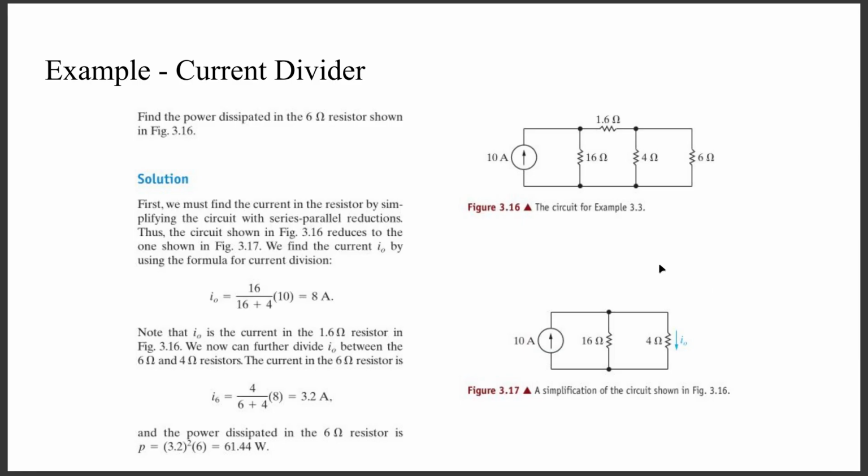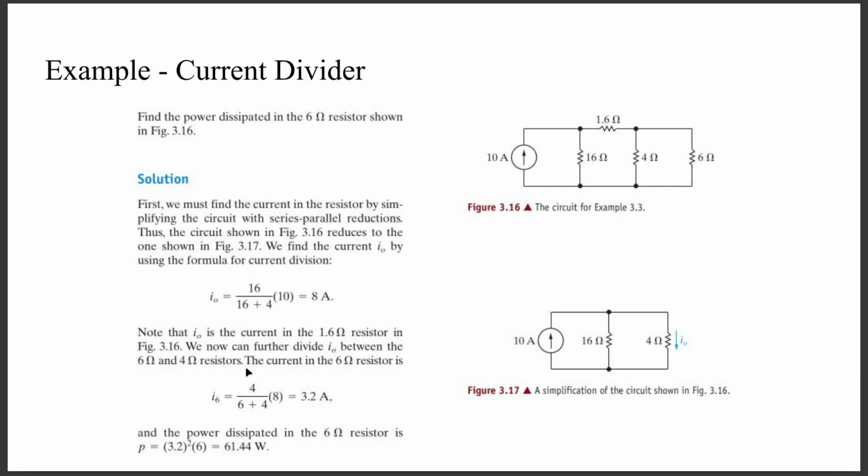So, just like before, find the power dissipated in the 6 ohm resistor shown here. First, we find the current in the resistor by simplifying the circuit with series parallel reductions. Thus, the circuit shown here reduces to the one shown here. We find the current I0 by using the formula for current division to get 8 amps. Note that I0 is the current in the 1.6 ohm resistor.